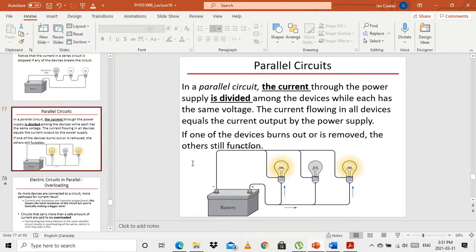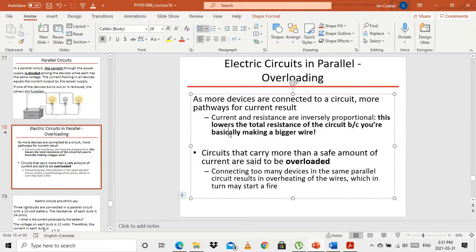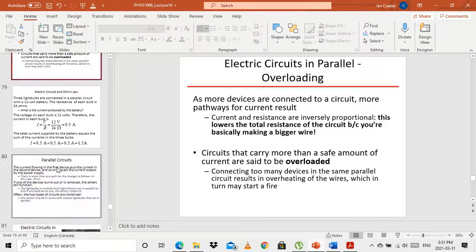If one of the devices burns out, as in this case right here, the others are okay. As more devices are connected to a circuit, more pathways for current result. Current and resistance are inversely proportional. This lowers the total resistance of the wire because you're basically making a bigger wire. Circuits that carry more than a safe amount of current are said to be overloaded. Now, this is where we can get into trouble. Connecting too many devices in the same parallel circuit results in overheating of the wires, which may start a fire.